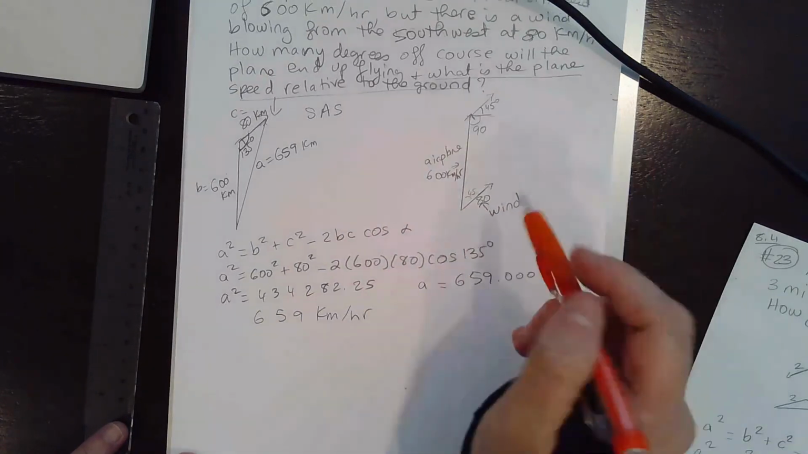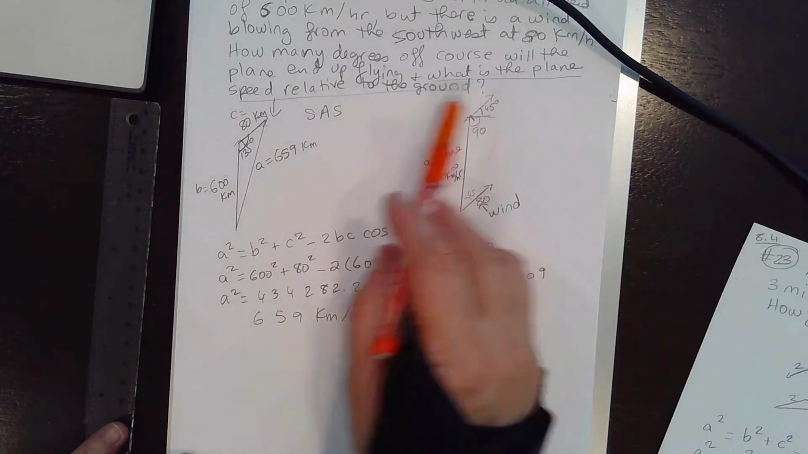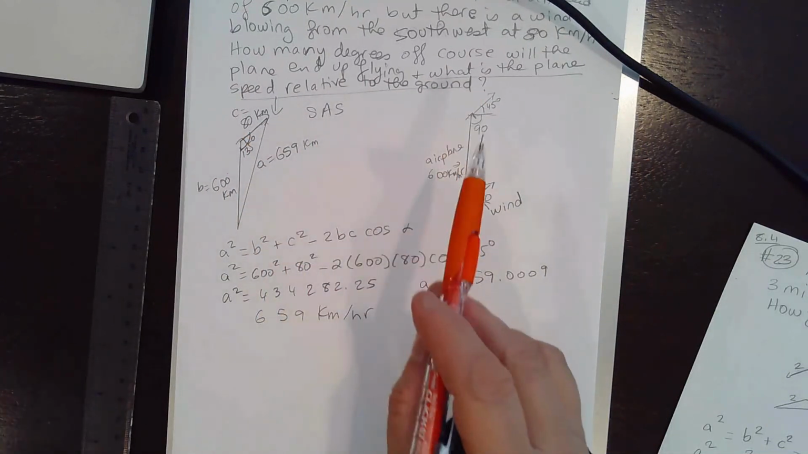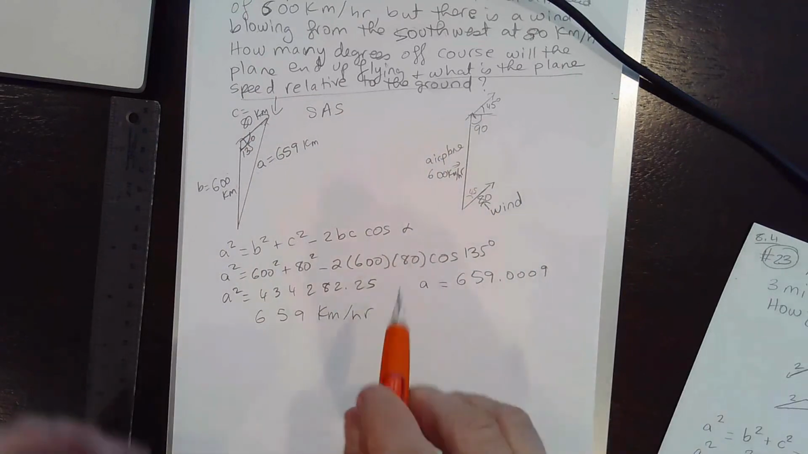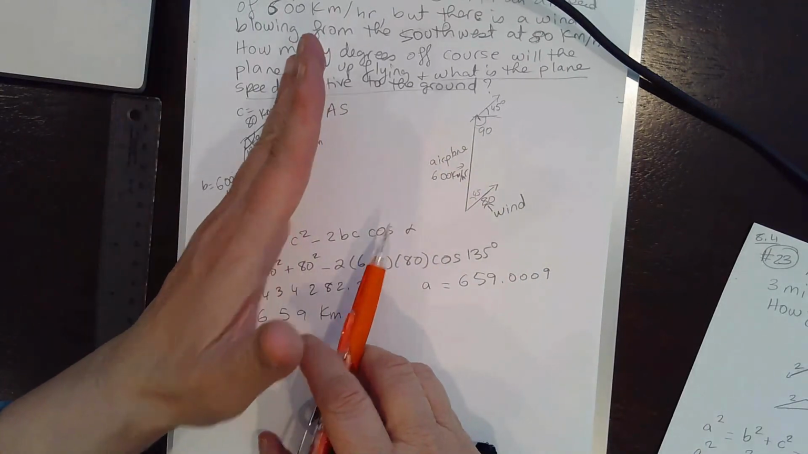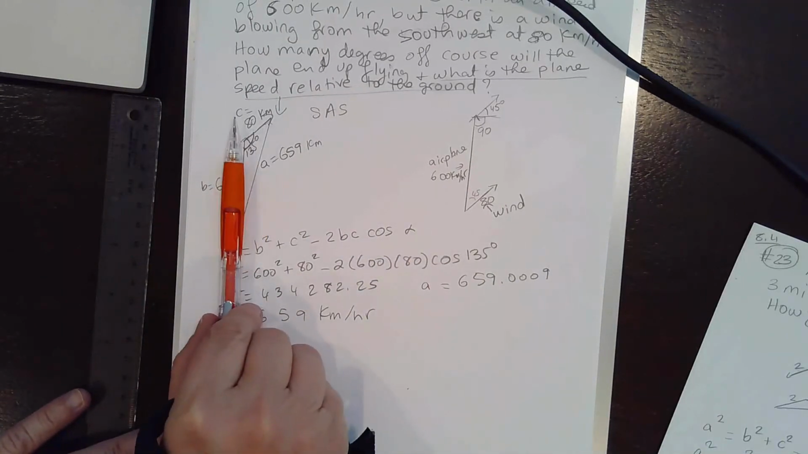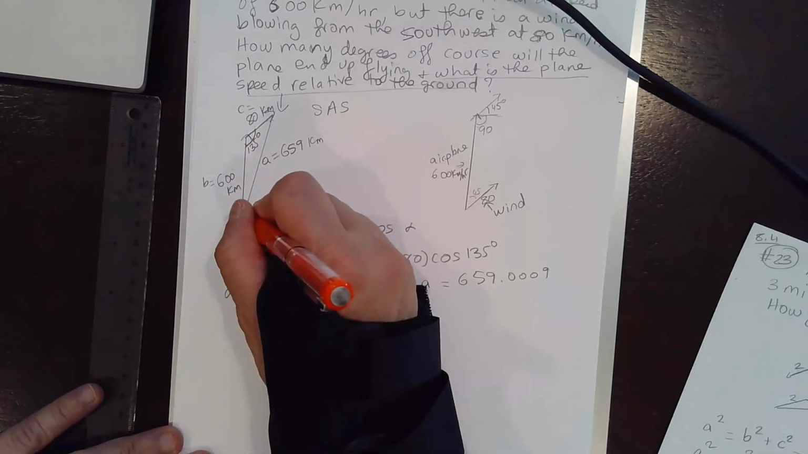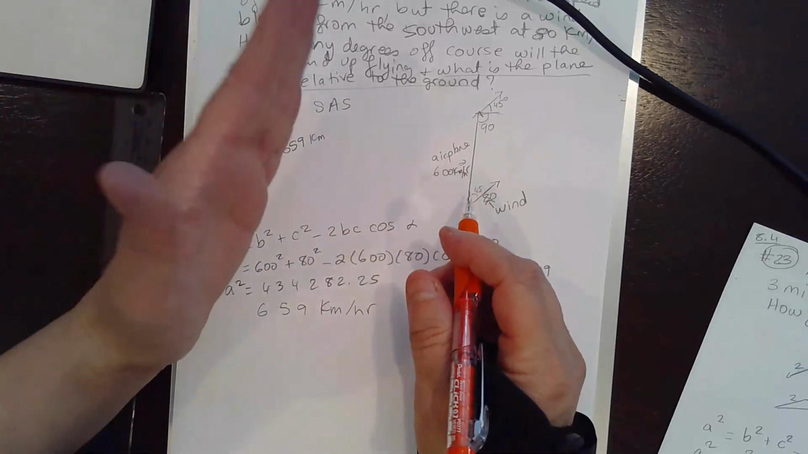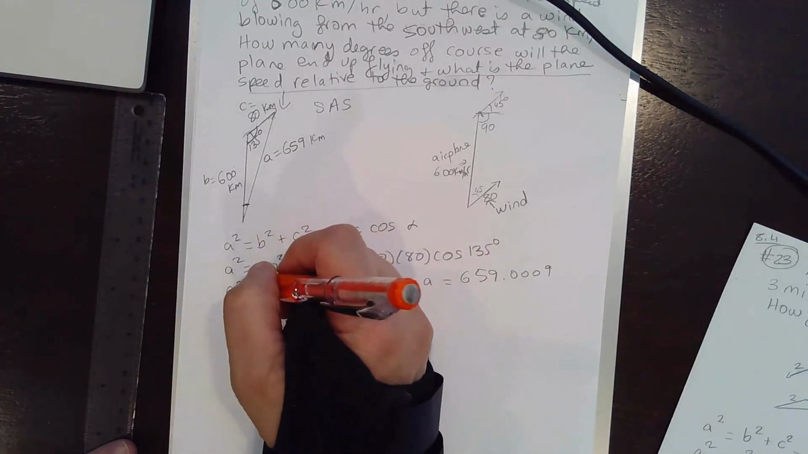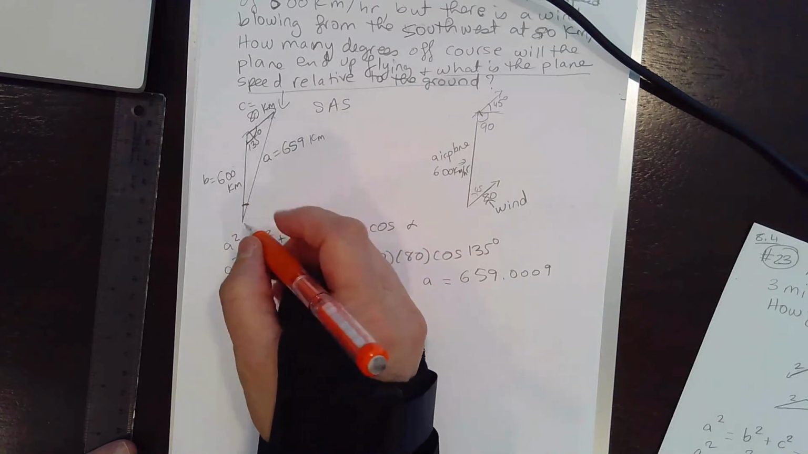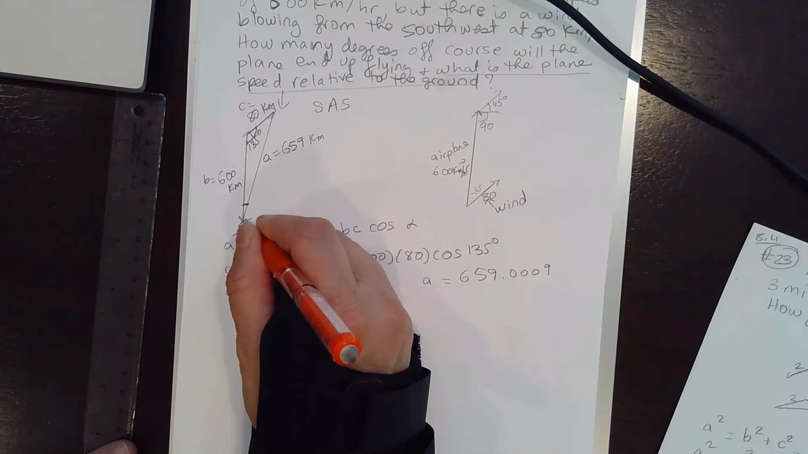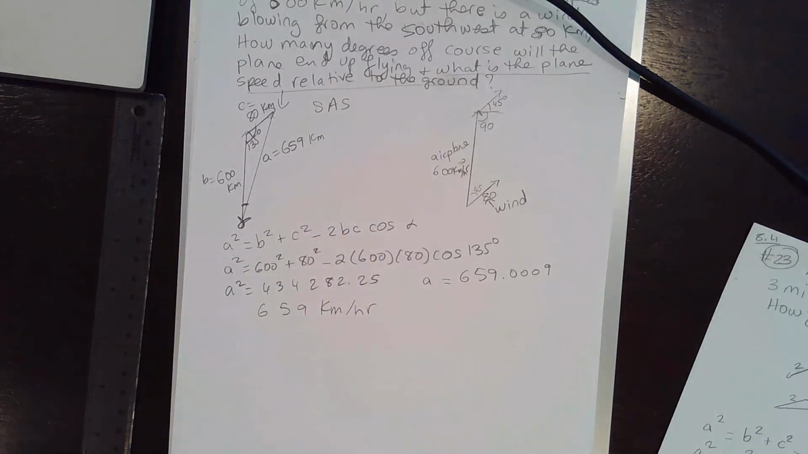Now we can answer the other question. How many degrees off course will the plane end up flying? So remember, this is going north, and it ended up going in that direction. How many degrees off course? This is it, right? From here to here. So this is what you're trying to find here. This is C, this is gamma. You can use the law of sines.